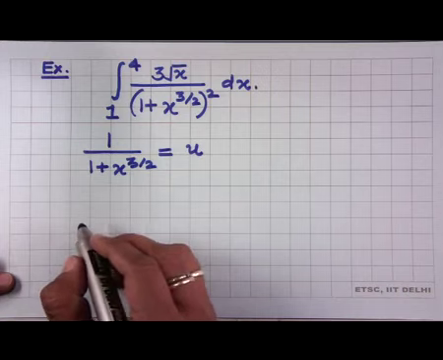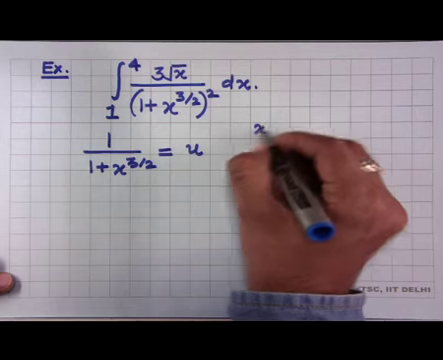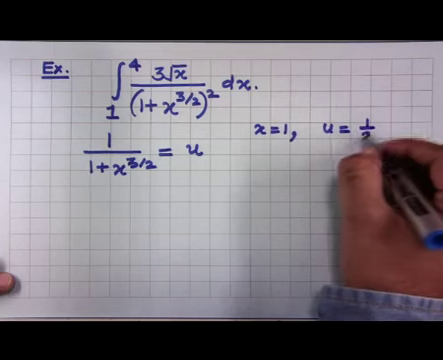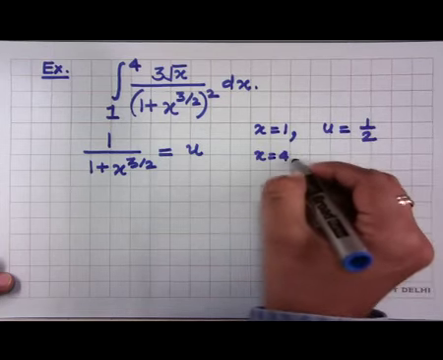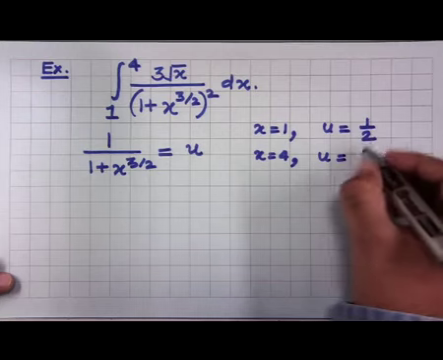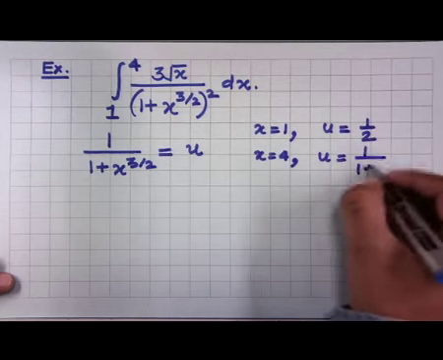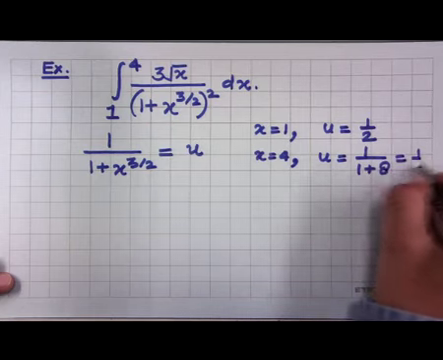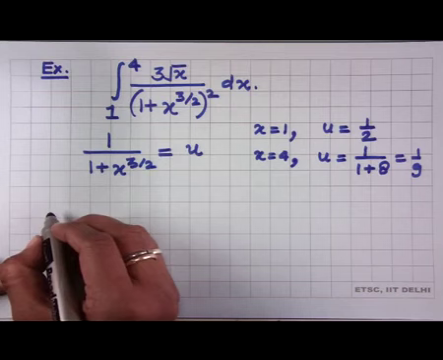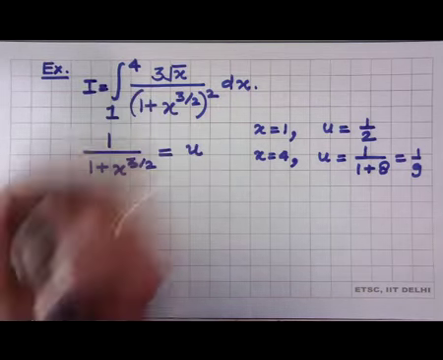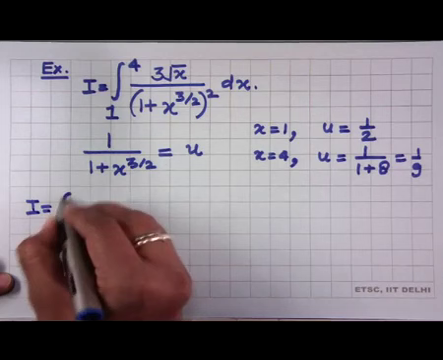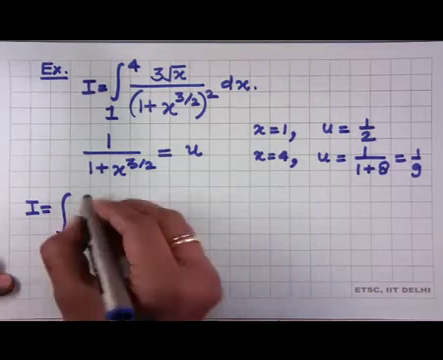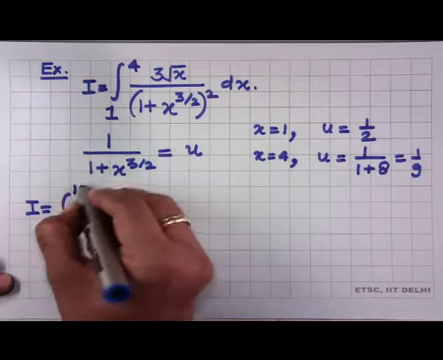So, let us see what will be the limits. So, x equals to 1 will give you u equals to 1 by 2, x equals to 4 will give you u equals to 1 upon 1 plus 8, that is 1 by 9. So, this integral I will be, 1 goes to 1 by 2 and 4 goes to 1 by 9.